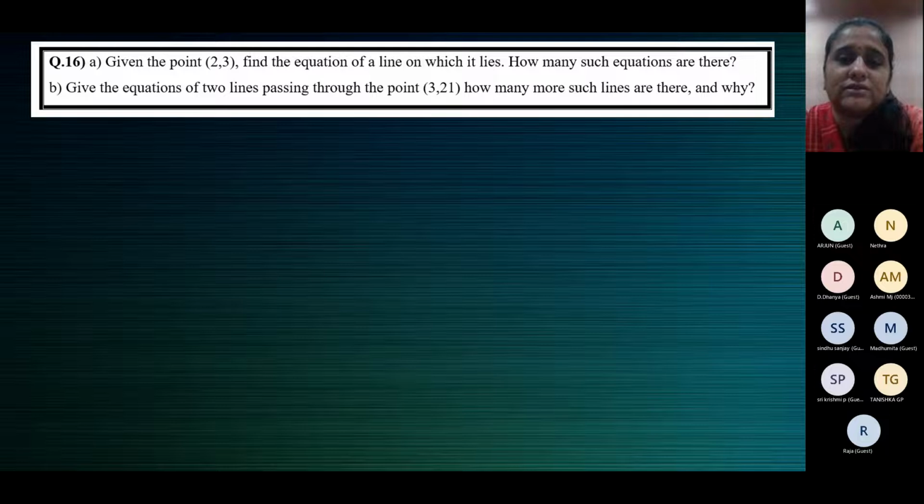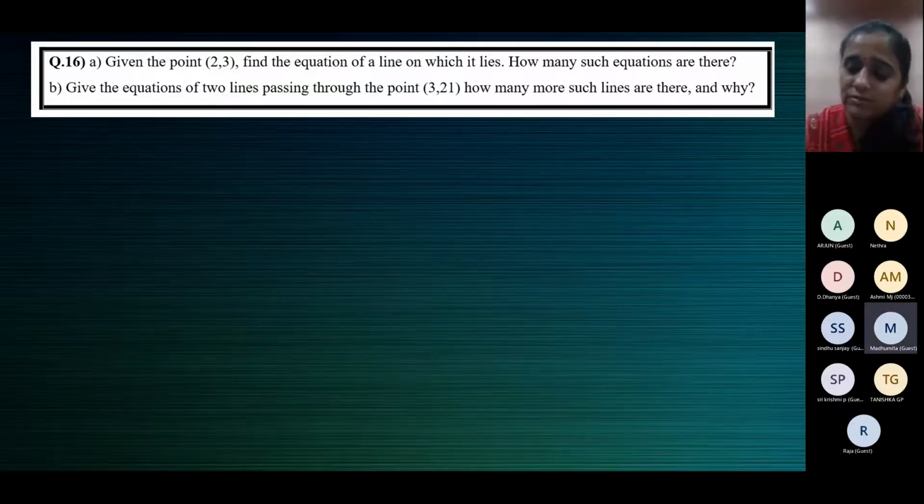If we know the statement, there are infinitely many lines passing through a given point. So that means through this point (2, 3), you can draw infinitely many lines. So there are so many equations which can be generated. So just write the equation of any one line that passes through it. Can I have some equations from you?